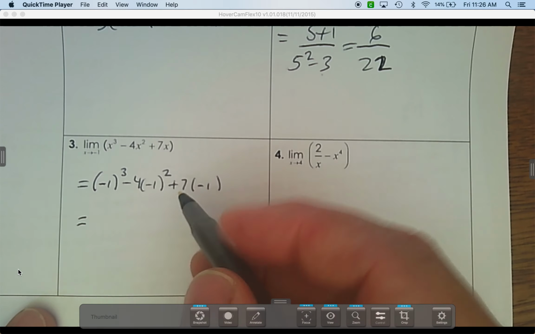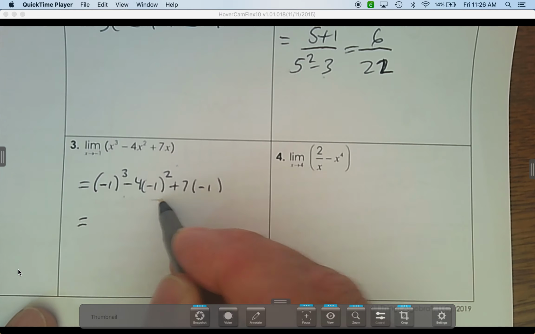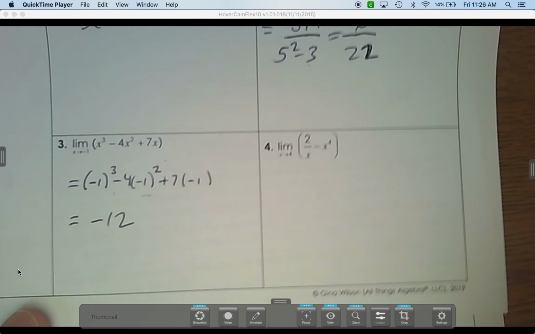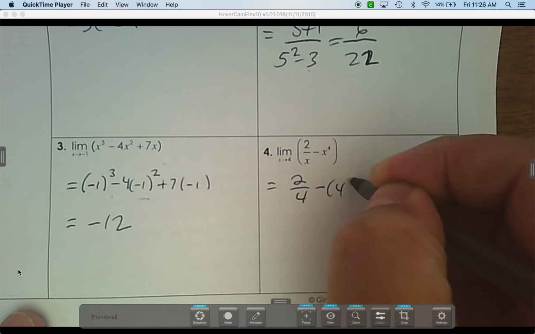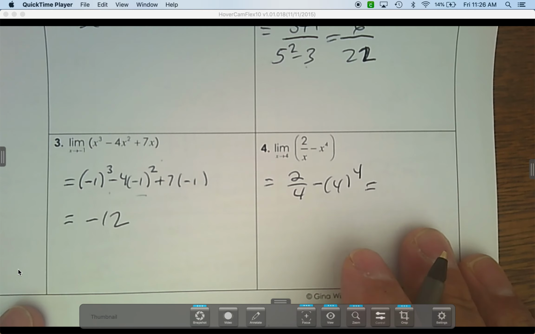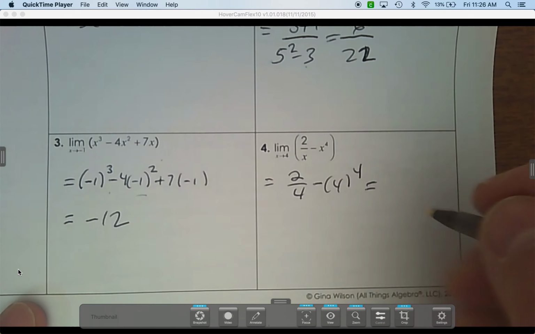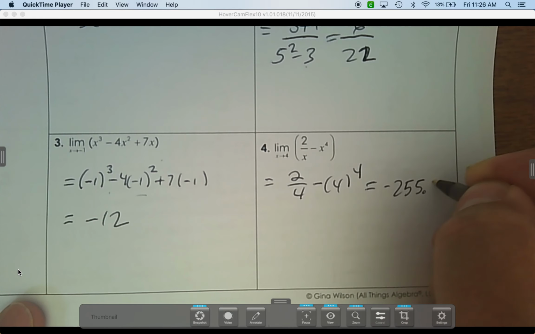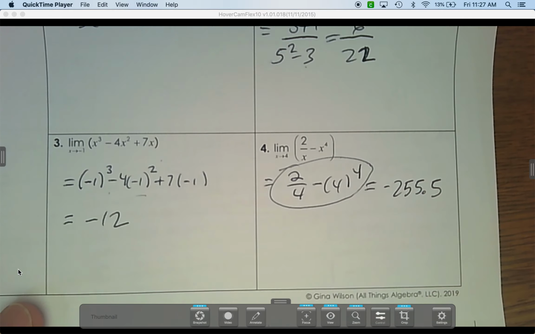So that's -1. This is +1, but -4. So it's -1, take away 4, take away 7. So this answer is -12. Again, a substitution. So that's 1/2, take away 4 to the 4. So that's -255.5. Here's the good news, that this answer on an AP exam is done.